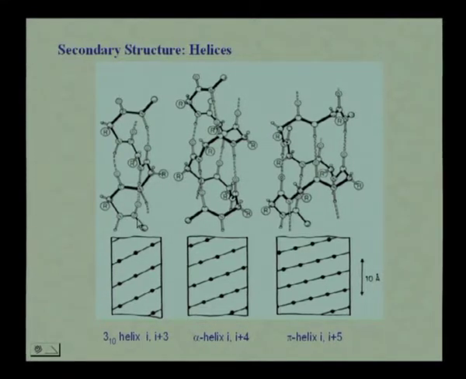That is what a 3-10 helix means, and the 3-10 tells you that you have 3 residues per turn and there are 10 atoms in that turn rather. So what does the 3-10 stand for? The 3 stands for 3 residues in a turn and the 10 stands for 10 atoms in the turn, and the hydrogen bonding of this helix is from the ith residue to the I plus 3rd residue.